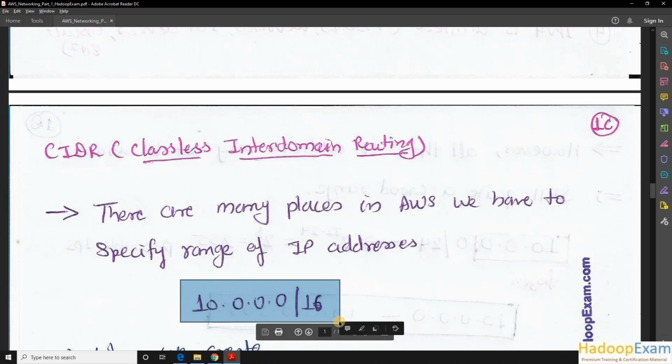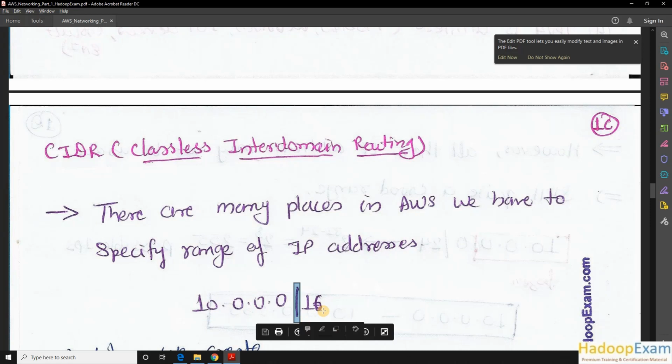You need to understand what exactly this is. If you see this, it represents your range of IP. How does it define the range of IP? Here you can see this is your actual IP address, followed by a forward slash with 16. This is a 16-bit number, which is fixed.